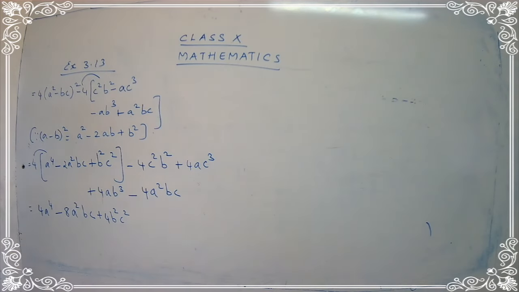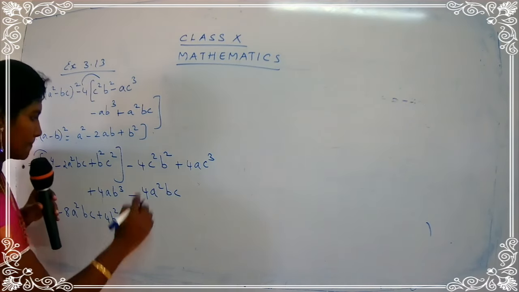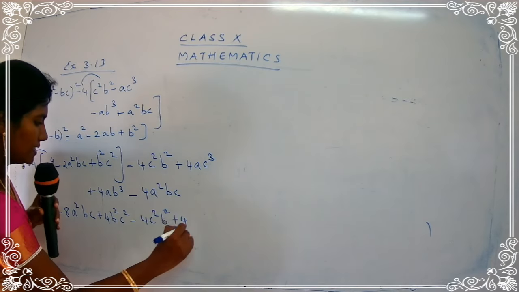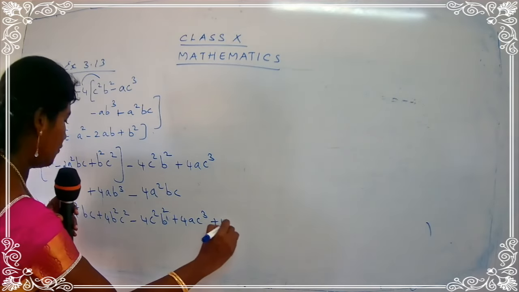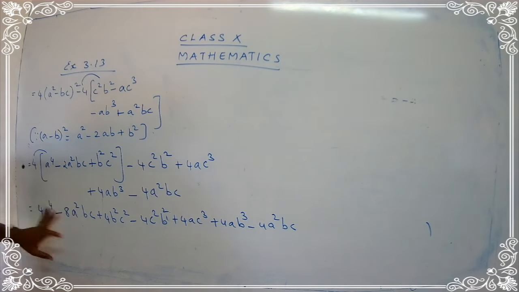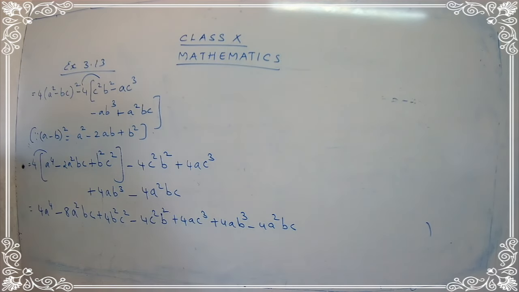4a raised to 4 minus 8a square bc plus 4b square c square minus, I'll write the same term here. I'm just going to continue. c square b square plus 4ac cube plus 4ab cube minus 4a square bc. So I have just taken all the terms together. Be careful. So we have taken all the terms. So let's see what are the terms that can be cancelled or simplified. So what is left here now?